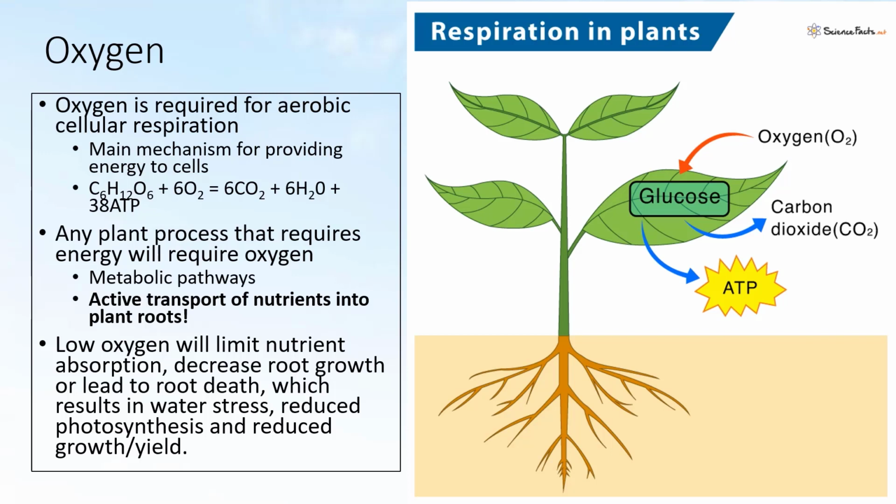So low oxygen will limit nutrient absorption, as I just talked about. It will decrease root growth or lead to root death, which can result in water stress, reduced photosynthesis, and reduced growth or yield. Anything that's going to affect photosynthesis is going to affect the growth of your plants, or the ultimate yield of your crop, right? And most of the time, low oxygen is going to occur in the root zone. It's going to impact your roots, thus impacting their ability to get nutrients and water, impacting photosynthesis, and thus decreasing growth or yield.